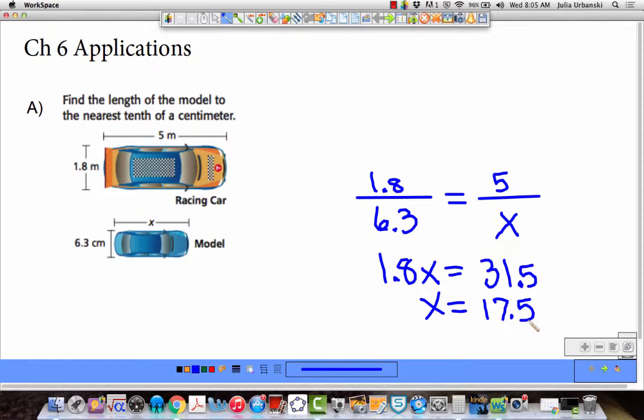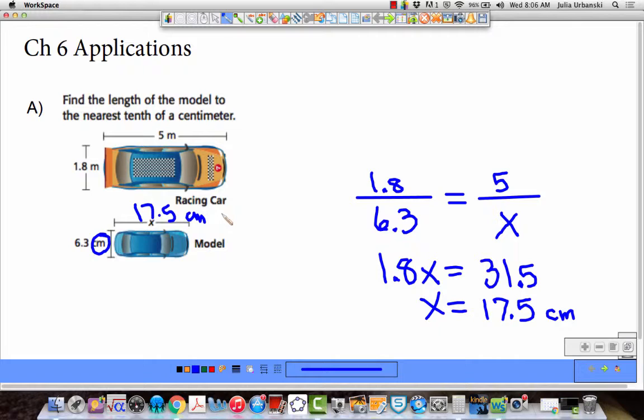But let's label that. Is that 17.5 meters or 17.5 centimeters? Where is it located? Centimeters. It's the model car. It's the one that's talking about centimeters. 17.5 centimeters.